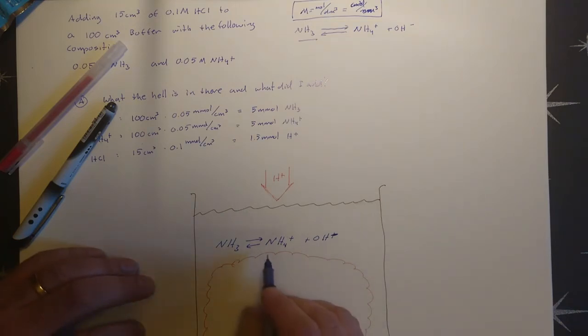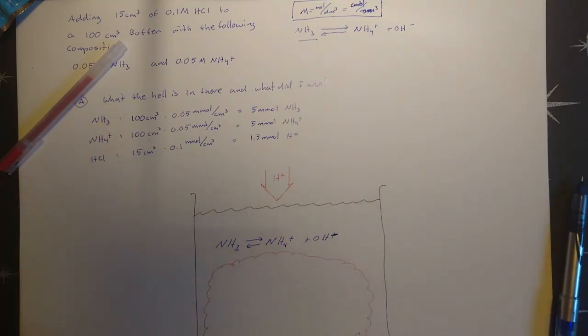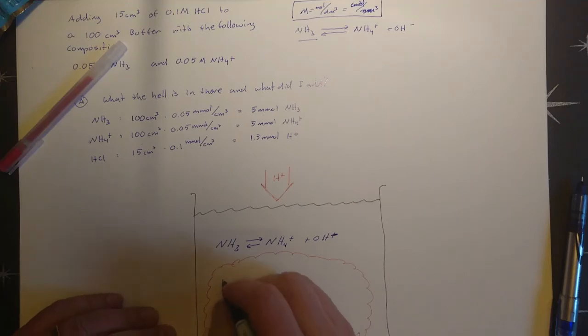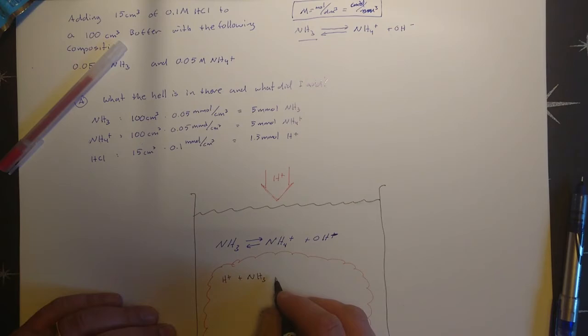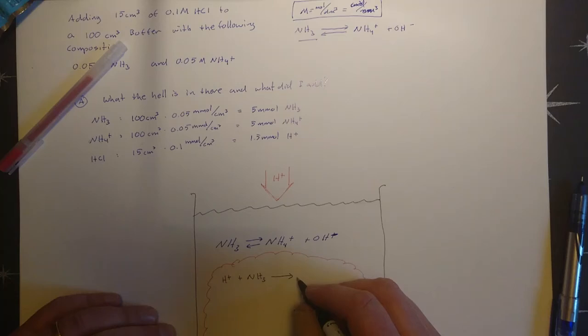So we have the equilibrium, but then in our thought bubble we've added H plus, and the H plus is reacting with the NH3 because that's the base, and this reaction only goes in one direction, and it produces NH4 plus.